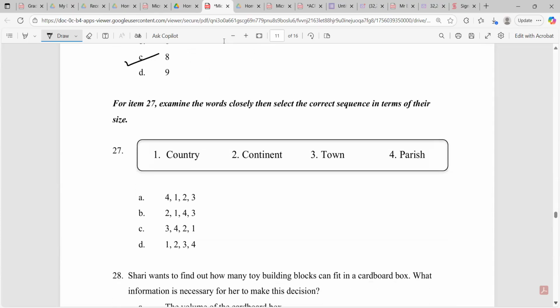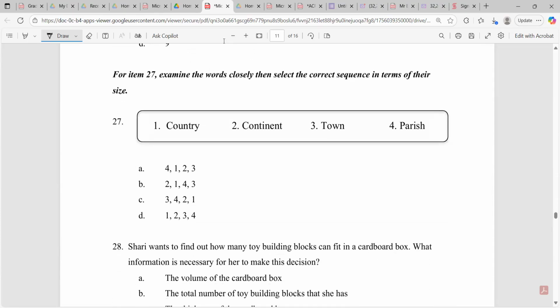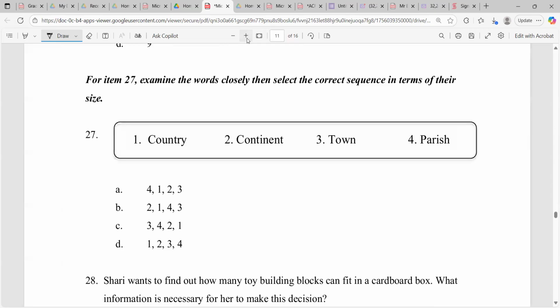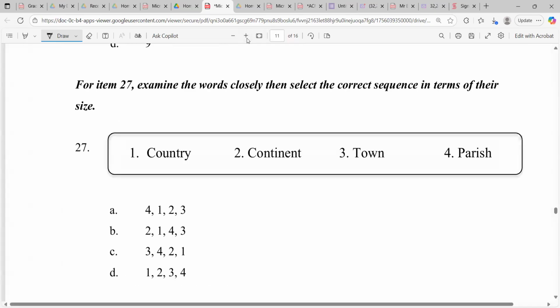All right, let's look at item 27. Examine the words closely, then select the correct sequence of their size. 1, country; 2, continent; 3, town; 4, parish. Good luck. All right, it said examine the words closely, then select the correct sequence in terms of size.